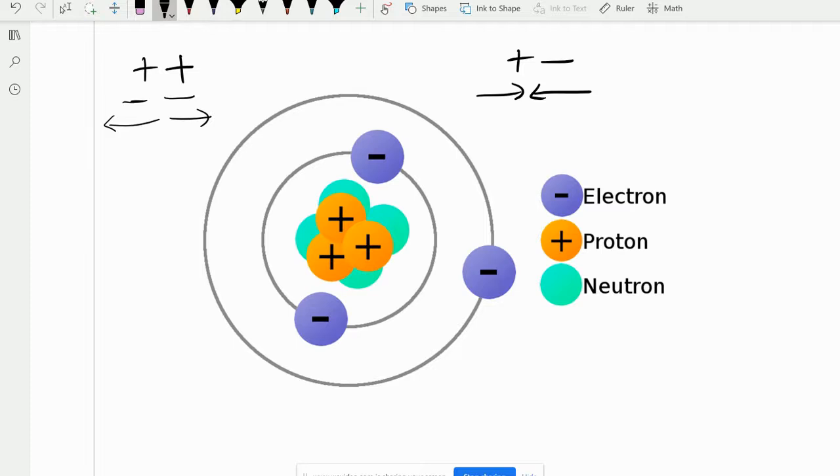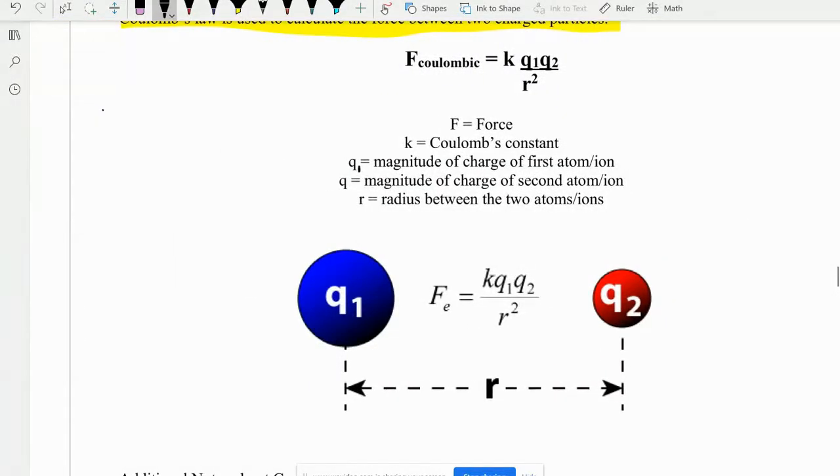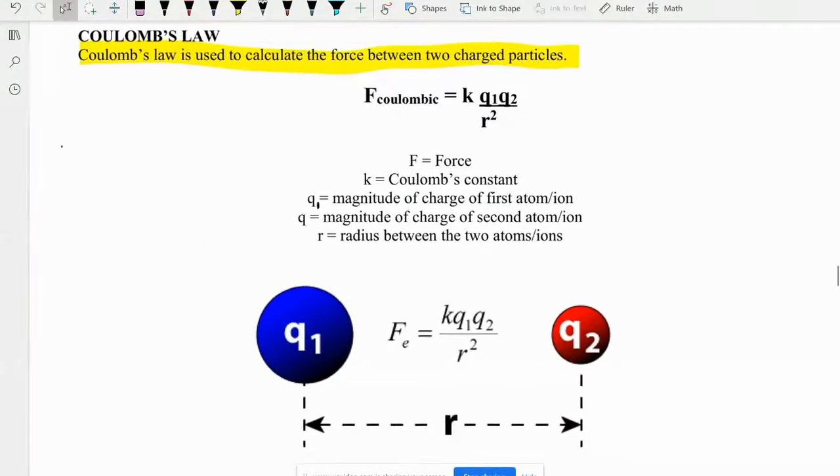Now, before we go back to Coulomb's law and take a look at the formula, this is actually one of the reasons why we have neutrons found inside the nucleus. Those neutrons help buffer the repulsive effect that the protons are having on each other within that small nuclear space of an atom.